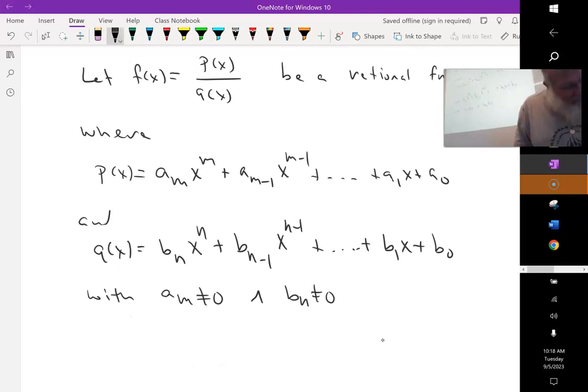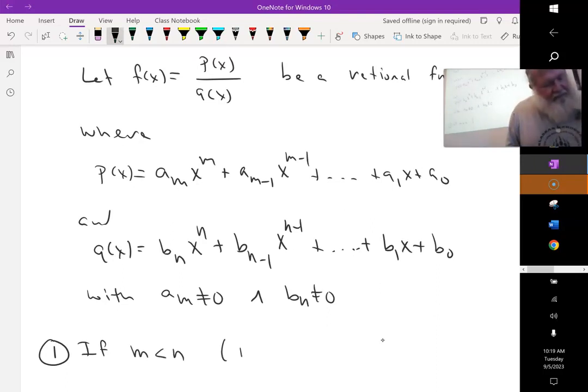First possibility. If m is less than n, that means the numerator is less than the denominator in degrees. So that means the denominator dominates. We're dividing by bigger and bigger numbers.